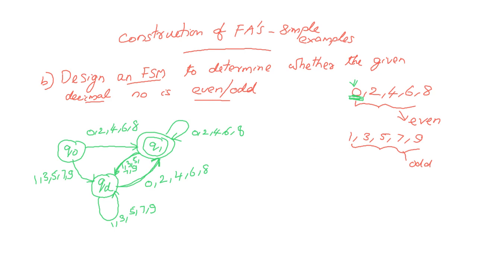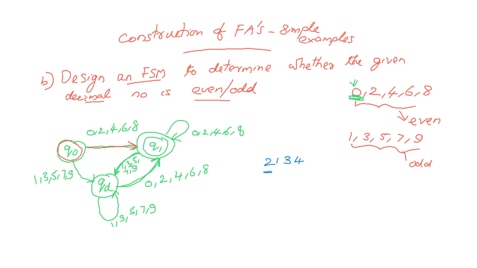Now let us look at another example. Let's say our input is 2, 1, 3, 4. As you can see here, the first input is 2. So for the transition, initially we are at Q0, and upon seeing 2, the automata will move to Q1.